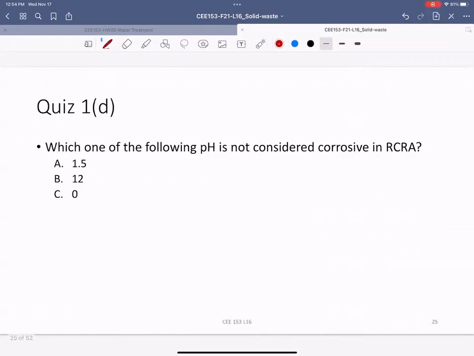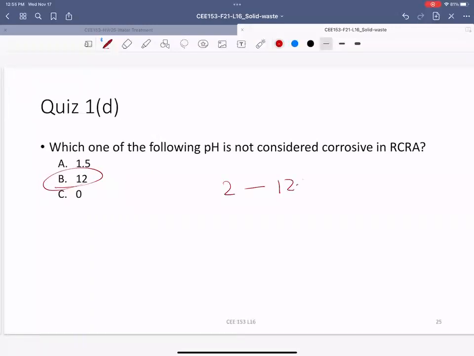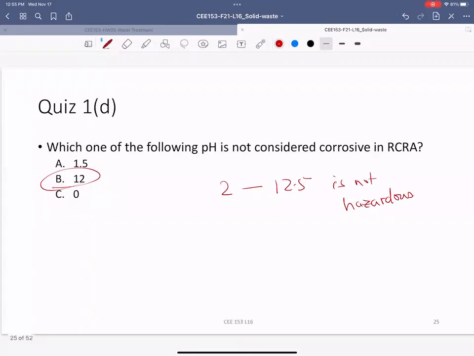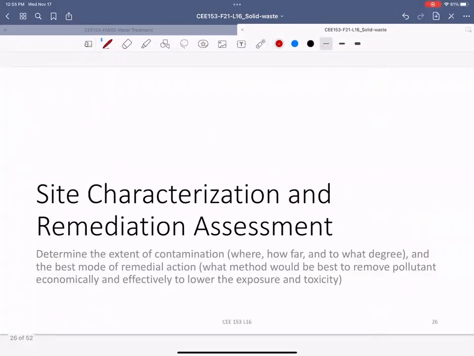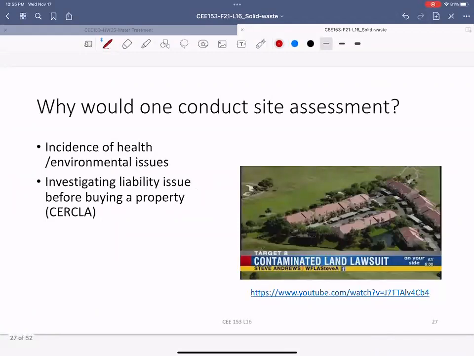Which one of the following pH values is not considered corrosive in RCRA? Two of them are corrosive, and one of them is not. Raise your hand if it is A, B, C. Okay, got it. So 2 to 12.5 is not. Sweet. Now we'll get a very good grade in the quiz, because I can't ask any other question. It has to be somehow related to this.